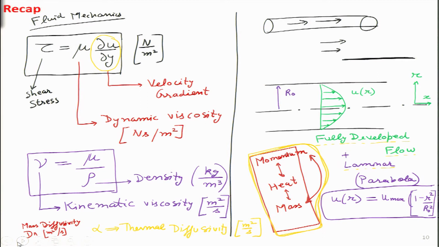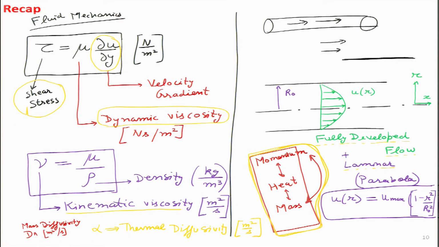Then we looked at some basics of fluid mechanics, because I wanted to start from the fundamentals. We looked at the expression for shear stress, which consists of del u by del y. It is directly proportional to the velocity gradient, and we put a coefficient over here known as the dynamic viscosity, which is a proportionality coefficient. We can also define a parameter called the kinematic viscosity, which is the ratio of dynamic viscosity to density.